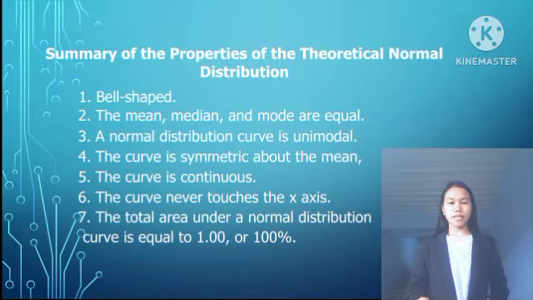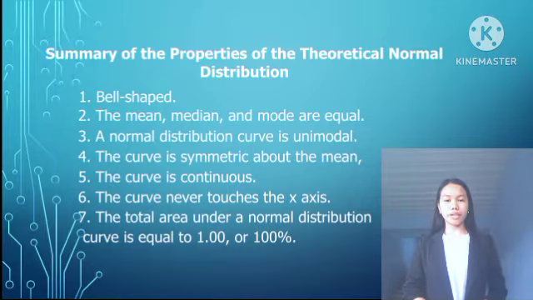Summary of the properties of the theoretical normal distribution. It is bell-shaped. The mean, median, and mode are equal. A normal distribution curve is unimodal. The curve is symmetric about the mean. The curve is continuous. The curve never touches the x-axis. The total area under a normal distribution curve is equal to 1 or 100%.